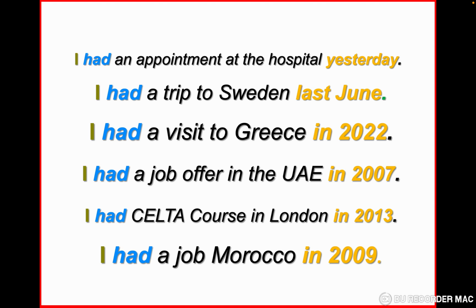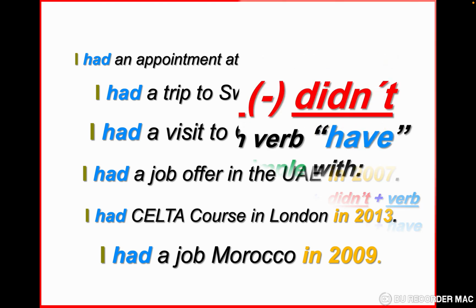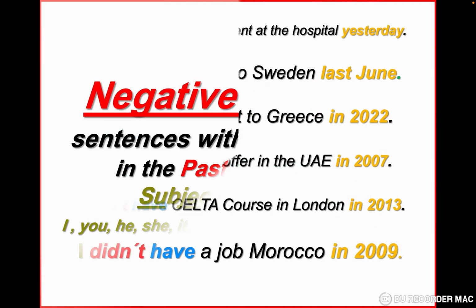I had a job in Morocco in 2009. So there is "in" missing before Morocco, please write it. I had a job in Morocco in 2009. Let's see more examples. Now negative form.